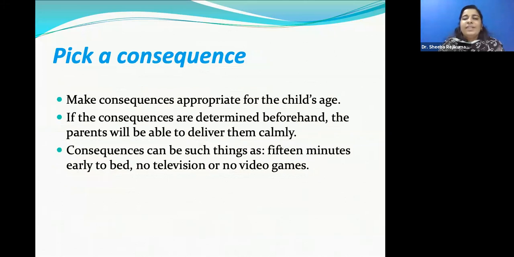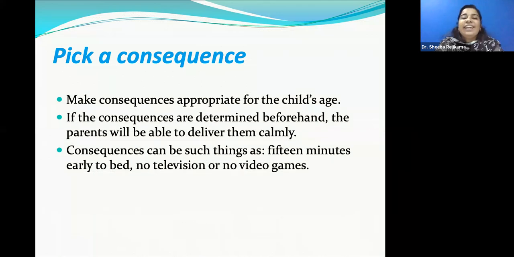Pick a consequence. Make consequences appropriate for the child's age. And if the consequences are determined beforehand, the parents will be able to deliver them calmly. Don't just pick the consequence at the instant. You have to plan for it. Consequences can be such things as going to bed 15 minutes early, no television or no video game. Fifteen minutes early to bed is not a big problem. They'll adjust. But if there is no video game, it can be a serious consequence for them.